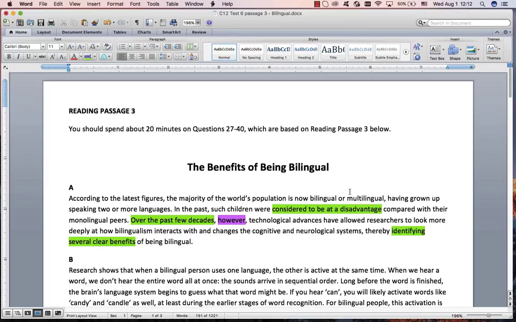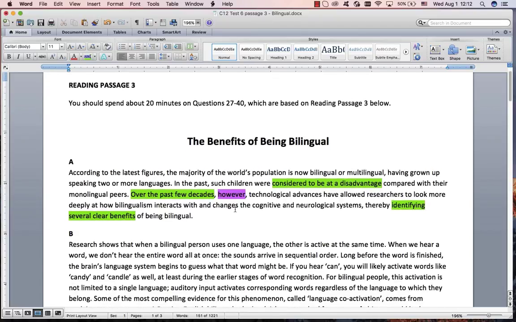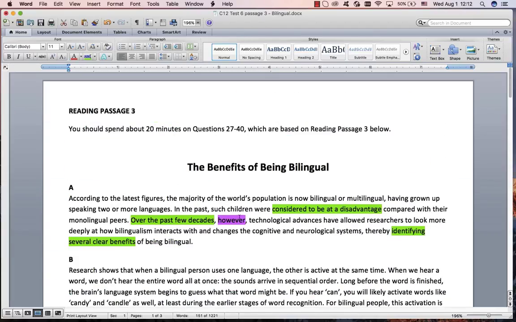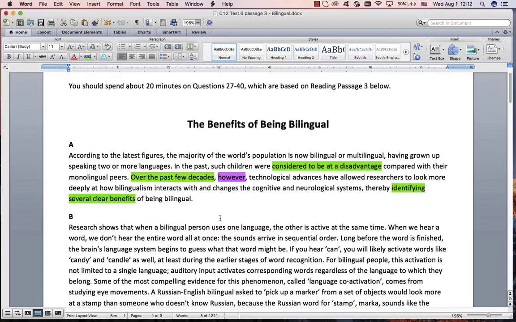This was the benefits of being bilingual. We just finished it, the passage 3 of the second test that we did. If you remember, this question over here, it was a yes, no, not given. Have the attitudes changed? The answer was in this paragraph, and it was sort of linked by this however. The however is very important there. They were at a disadvantage, or considered to be at a disadvantage over the past few decades. However, they have benefits. So that whole structure there, centered on the however, gave you the answer.